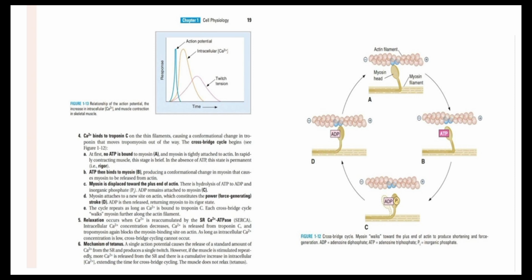So this constitutes the power stroke, the force generating stroke. The ADP is released and the myosin returns to its rigor state. This cycle repeats as long as calcium is bound to troponin C. Each crossbridge cycle walks myosin further along the actin filament.